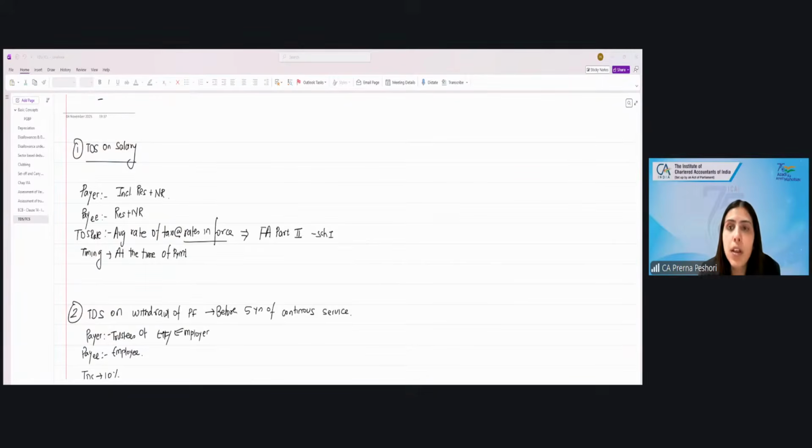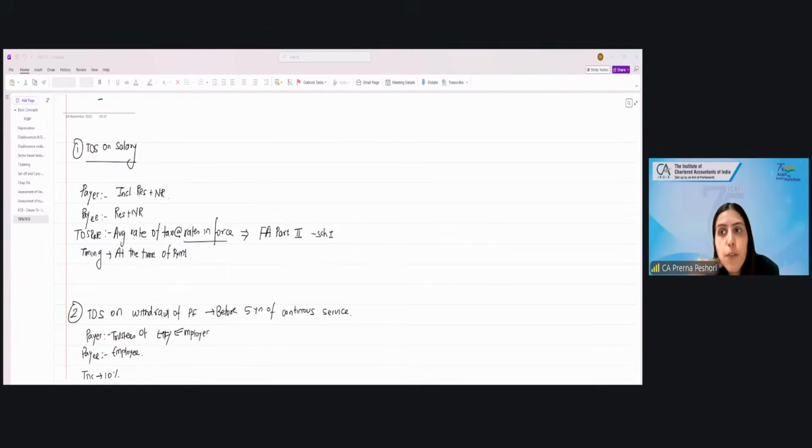Here, who is the payer? The payer includes the resident as well as non-resident. Meaning, let's say, for example, if a foreign company is making the payment to an employee in India, whether it is required to deduct the TDS, the answer is yes, it is required to deduct the TDS, right? Who is going to be the payee? The payee is going to be again any person. It can be resident, it can be non-resident. Correct?